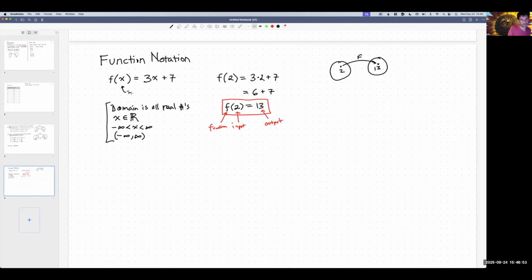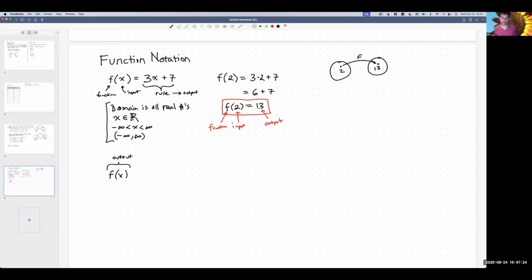This is our input. This is the name of the function. And the rule is written on the other side. And this rule will give us the output, right? It leads to the output. Notice this also means, let me write this down here again, f of x, this whole thing together is the output.